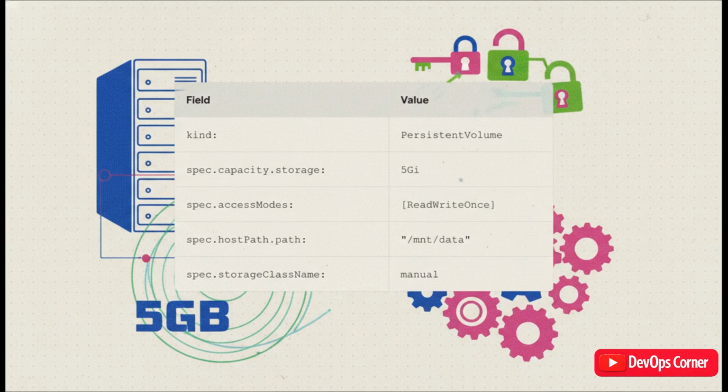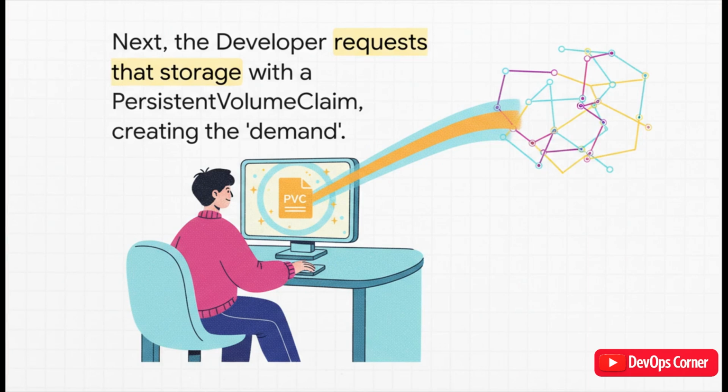In the spec section, the admin defines the capacity. Here, it's 5 gigabytes. The access modes it can handle, and the actual physical storage behind it. In this case, we're using hostPath, which is really just a directory on the node itself. Super simple for testing, but you probably wouldn't use this in production. And notice the storage class name is set to manual. That just means we have to create this PV by hand before it can be used. All right, admin's job is done for now.